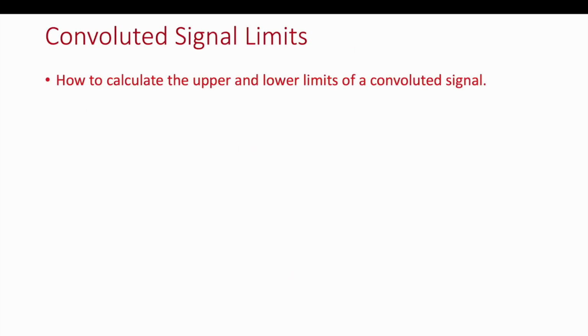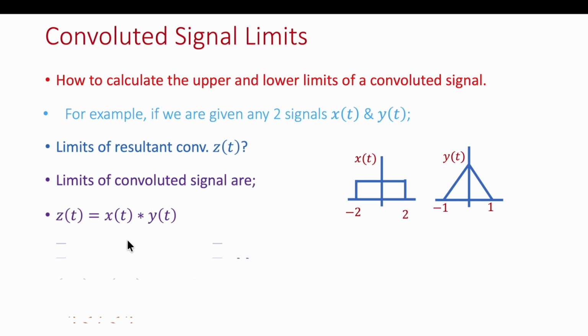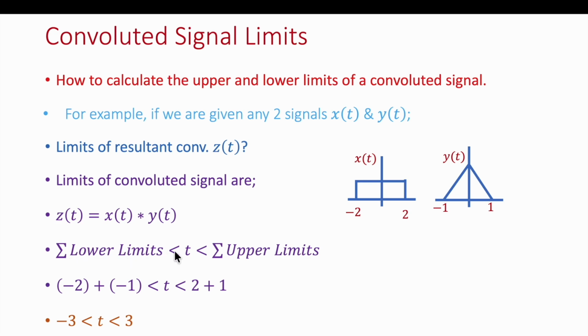If the signal is convoluted, then you need to know what is the upper limit and the lower limit of the convoluted system. So what is the formula to calculate the upper limit and the lower limit? For example, if we are given any two signals x of t and y of t, where x of t has limits from minus 2 to 2, and y of t has limits from minus 1 to 1. So the limit of the resultant convoluted signal z of t will be: the sum of lower limits less than t, less than the sum of upper limits.